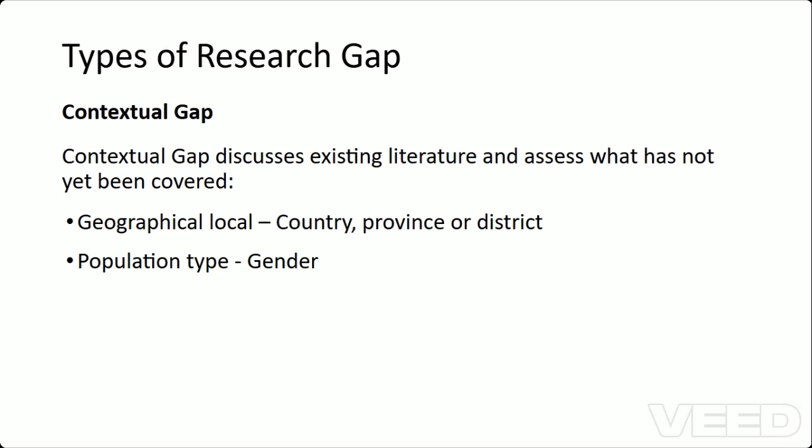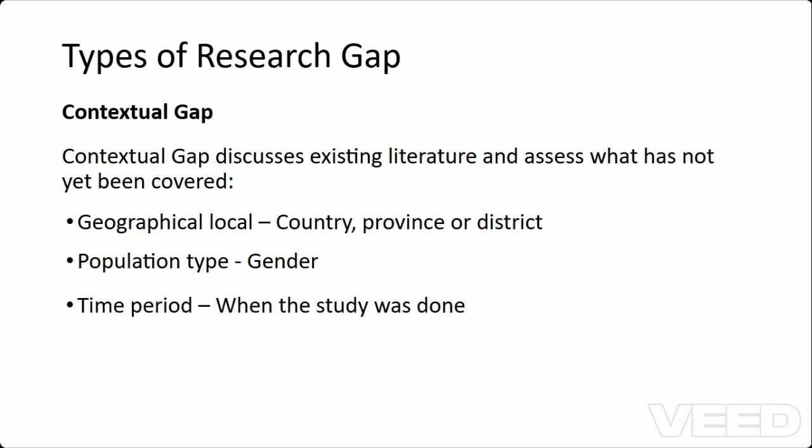Population type: a colleague may study the reaction of females as a result of divorce. There may be a gap, since that colleague specialized in females. There's definitely a gap. How about males? You can go ahead and study the reaction of males after divorce.